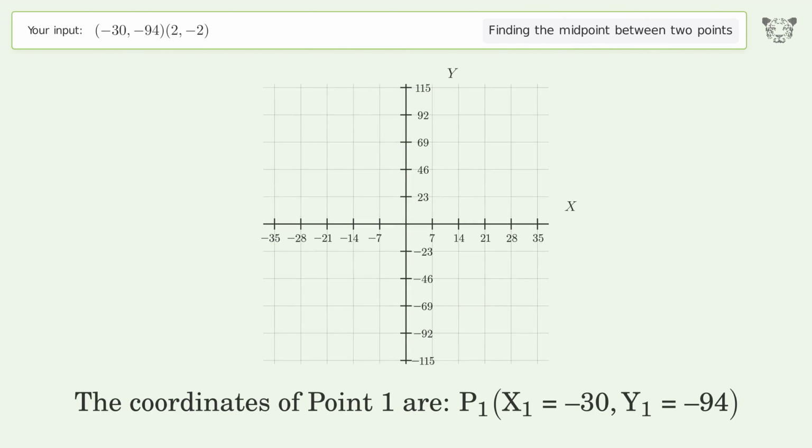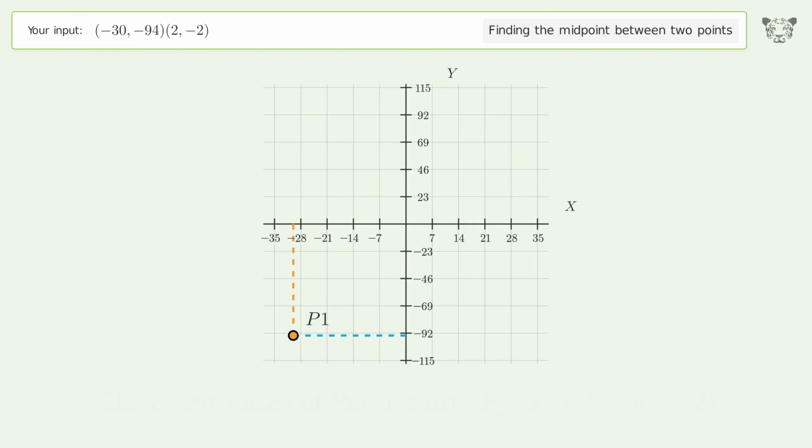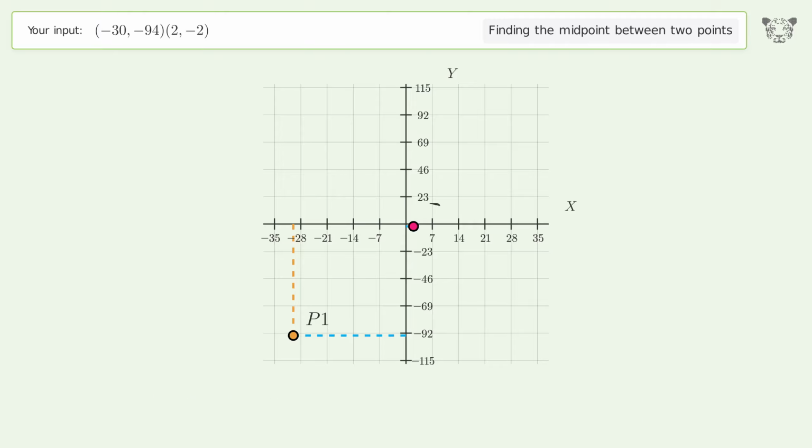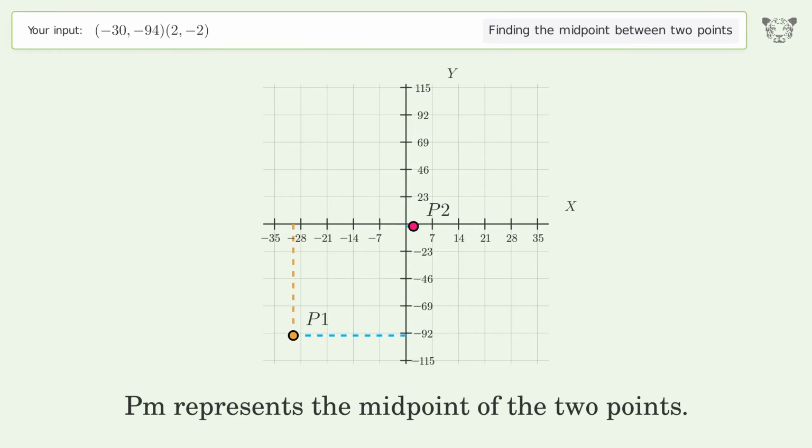The coordinates of point 1 are x1 equals -30, y1 equals -94. The coordinates of point 2 are x2 equals 2, y2 equals -2. PM represents the midpoint of the 2 points.